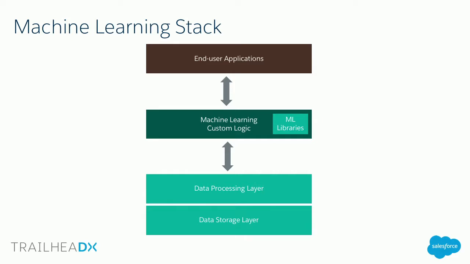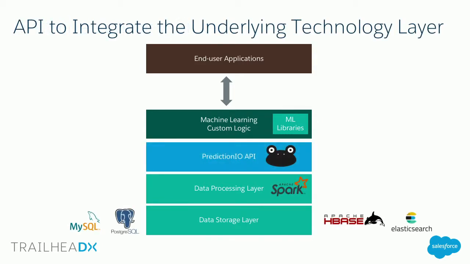And then you also have to process your code on the data, and that's done in the data processing layer. Once that's done, then you need to be able to integrate up to your end user application. And so I want to show you where PredictionIO fits into the stack. The first place it fits into the stack is between the custom logic and your data processing and data storage layers. When you're writing your machine learning logic, you should not have to care about where your data is stored, and you should not have to care about processing your code.